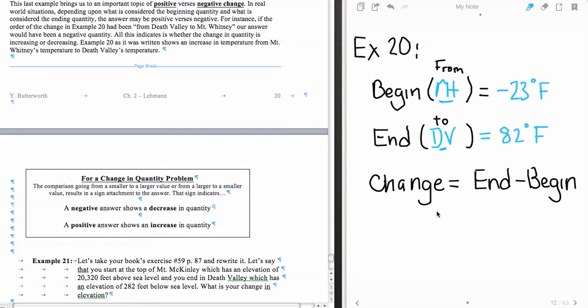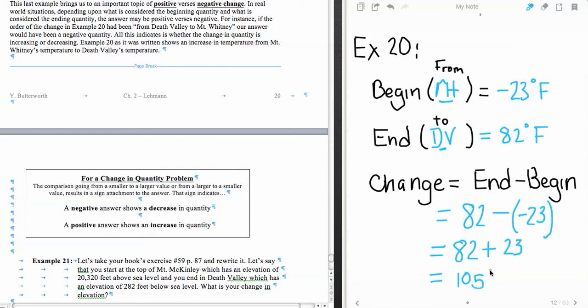So the end temperature here is our 82 degrees, so we'll copy that down, and then minus our beginning temperature here, which is a negative 23 degrees. And so we have an integer subtraction that needs to get changed to an addition, so 82 plus a positive 23. That way we see we're adding these together, so 3 and 2 is 5, and 2 and 8 is 10, and so that's 105 degrees Fahrenheit.